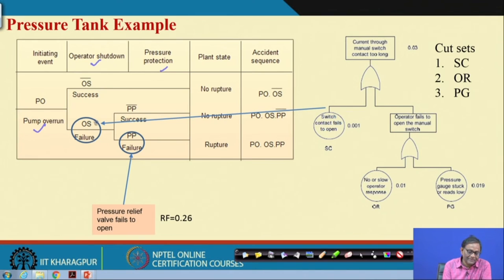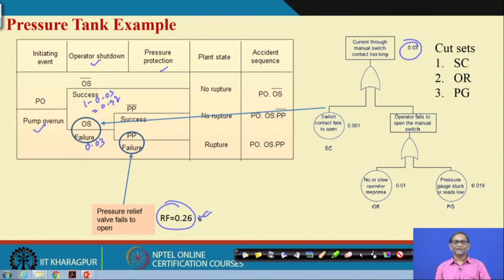The operator shutdown may be successful, may be a failure, and depending on the fault tree, you will get the probability. With reference to the pressure tank example, we found that the operator failure is 0.03. Then what will be the success? 1 minus 0.03, that is basically 0.97. And in pressure protection, we have the relief valve, so the relief valve should work. If the relief valve fails to open, an overpressure situation will also arise. The failure probability, that means fails to open, we consider 0.26. It's a very high value we consider, but it should not be that high.